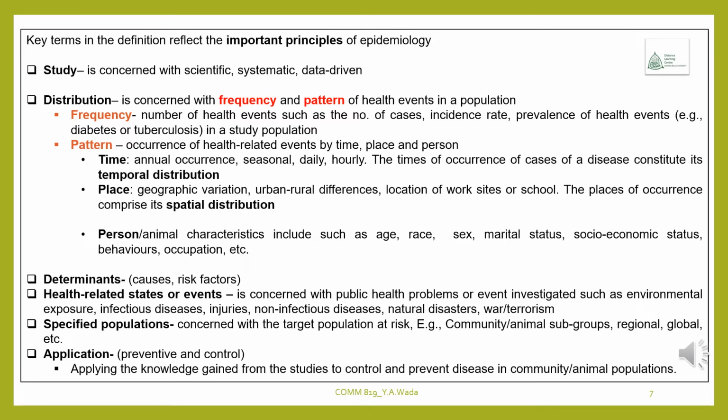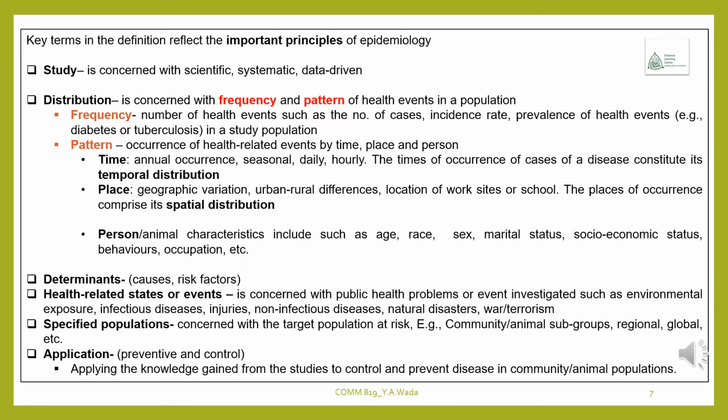Then in the definition, it also highlighted specified population. Here it is concerned with the target population at risk, e.g., is it the community or animal subgroup that are more susceptible to infection? It tells us more about the region or the global or continent that are affected by such infectious agents. Then finally it also highlights an application. So here we talk of the application effectiveness in order to eliminate or control such infectious diseases.